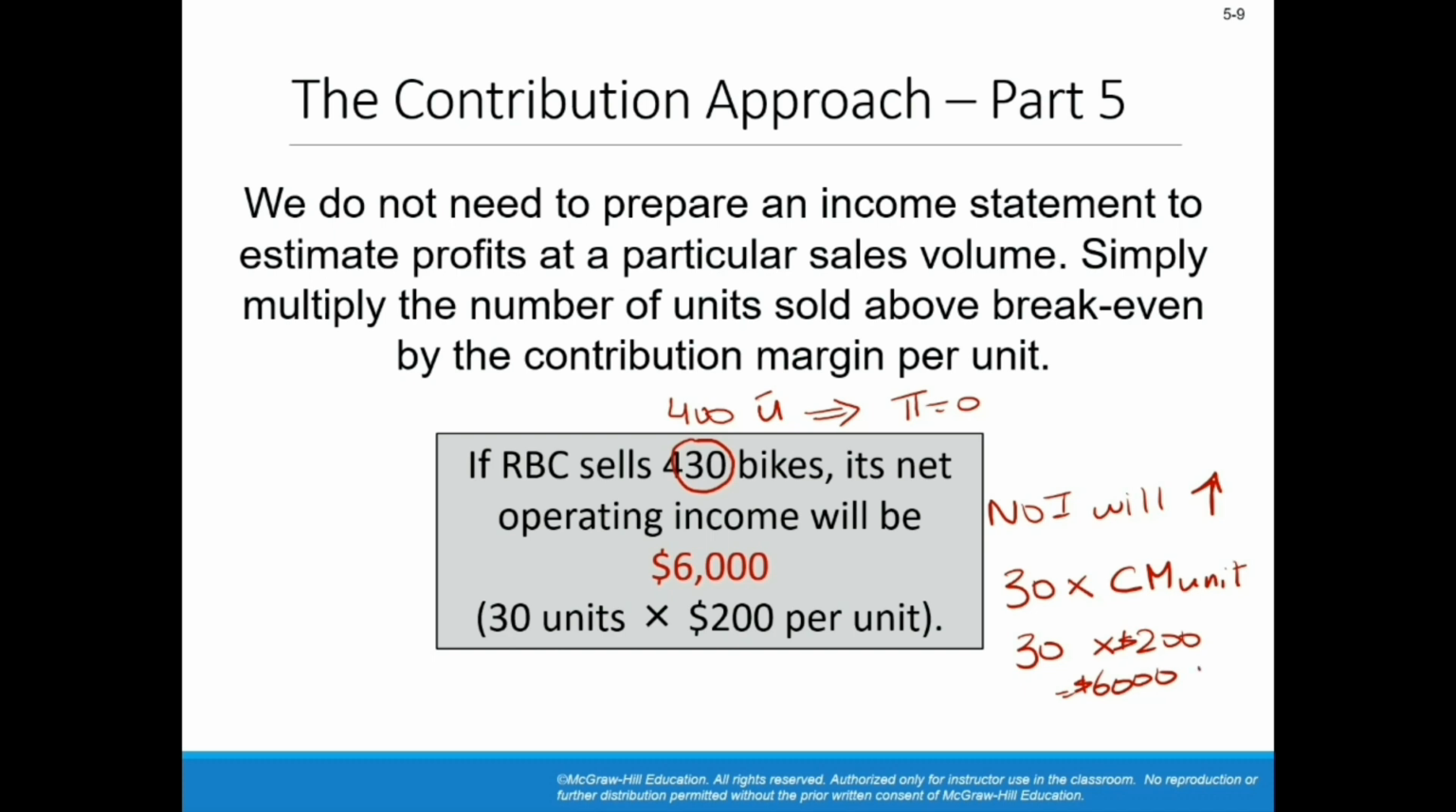You can do this in this approach, which is a shortcut, or we call it differential analysis, or you can do it using the traditional income statement. So you plug in 430 on sales, 430 for total variable cost, you deduct total fixed cost of 80,000, and you get in net operating income 6,000.